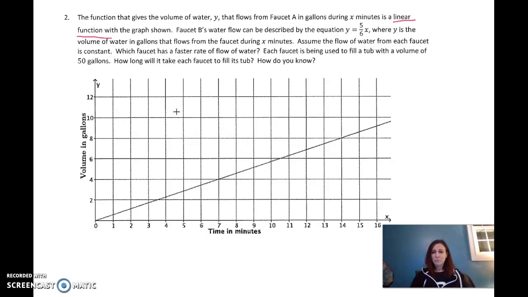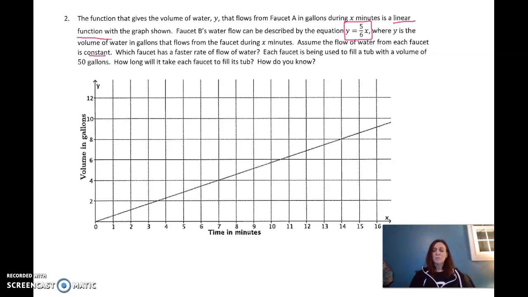So faucet A, the number of gallons is the number of minutes times how it's flowing. Faucet B's flow can be described by the equation, so they give us the equation for B. Assume that each faucet is constant. Oh, that's good to know. So we know both of them are going to be linear. And it asks which faucet has a faster flow rate.